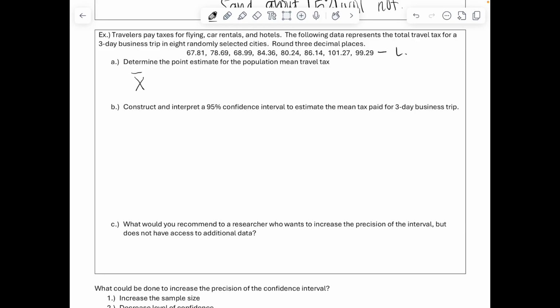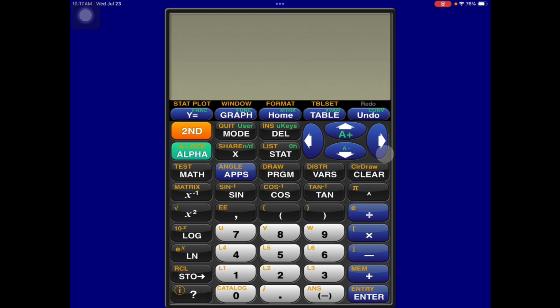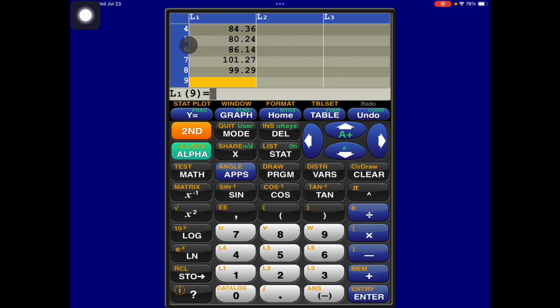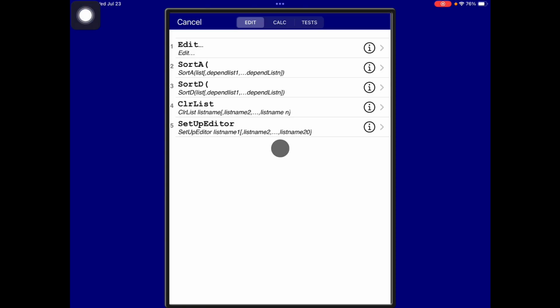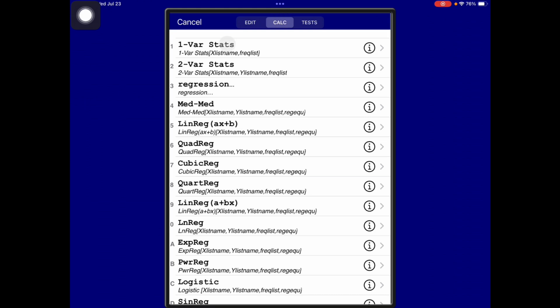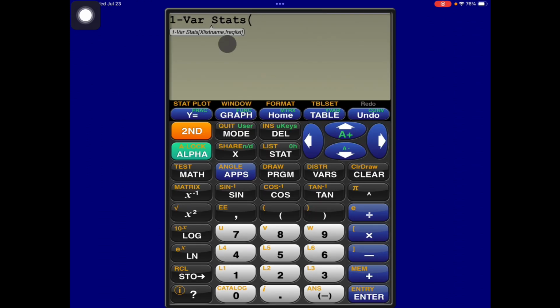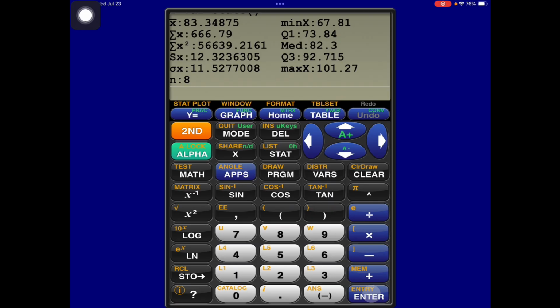So in order to do this, we need to take the time to put in all of our numbers into L1 and do 1-Var Stats. On the graphing calculator, to get X bar, which is our point estimate, we need to first go to Stat, select Edit, and in L1, you need to make sure that you have all of those values typed. Double check to make sure they're typed correctly. Then we're going to select Stat again, go to Calc, go to 1-Var Stats, and then select Enter. From here, we're going to get X bar, which is 83.349 when you round 3 decimal places.